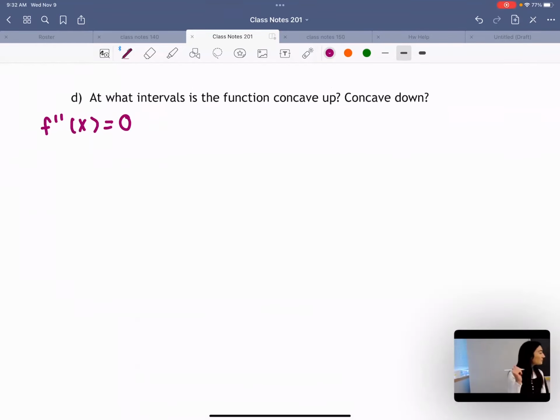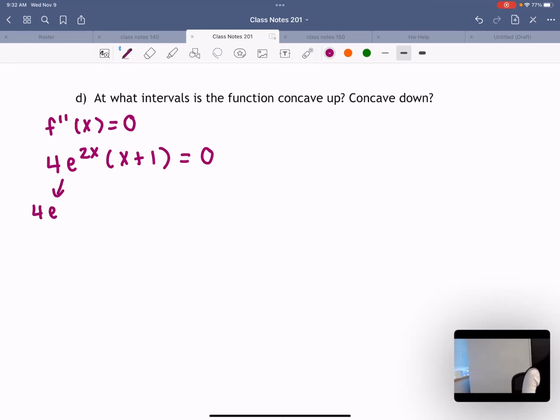Now, we did find that the second derivative is 4 e to the 2x times x plus 1. So we really want to set that equal to 0, right? Well, we have different factors. So I can set the 4 e to the 2x equal to 0. And I can also set the x plus 1 equal to 0, right? Does 4 e to the 2x equal 0 have any solutions? Well, let's find out. We can divide by 4.